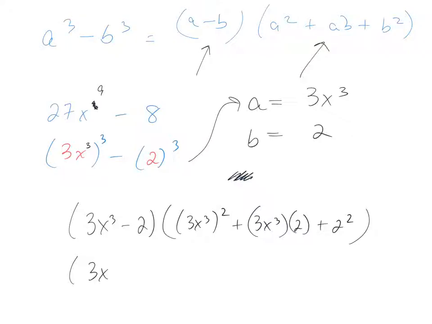Luke, what do you got? Okay. So 3x cubed squared would be 3x to the power of 6, right? That would be 9x to the power of 6. This last part would be 6x cubed plus 4. We had difference of squares, the regular factoring, and then square of sums.